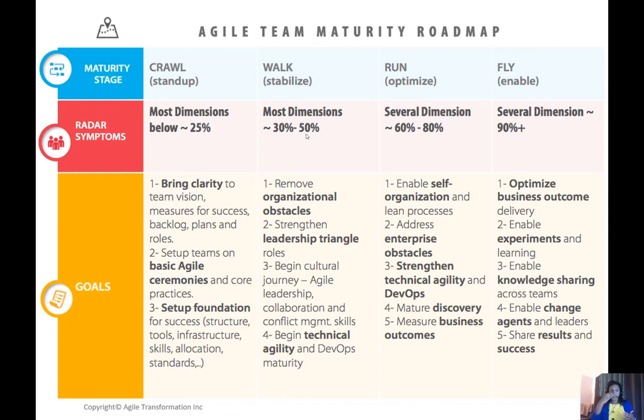And this really is where we're starting to grow the leadership roles. We're starting to improve planning. We're starting to stabilize the practices within Agile. And run, this is where we're starting to optimize. So several dimensions are going to be between the 60 to 80%. And here the teams are becoming self-organized. They're actually applying discovery and talking about business value. They're managing dependencies much better, and they're focused on business outcomes and starting to measure those as well.